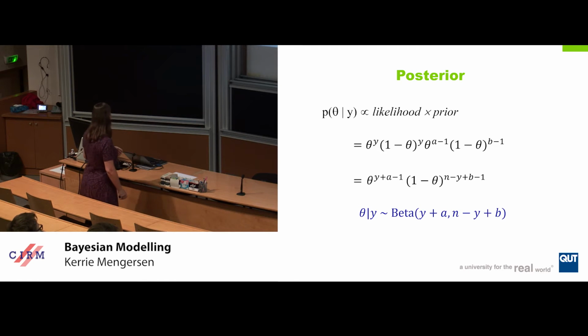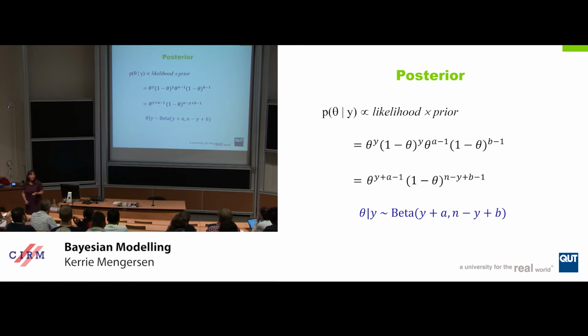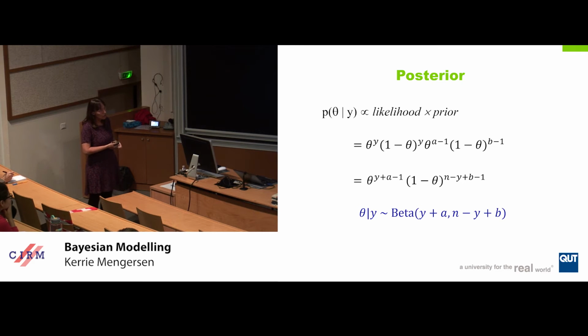Okay, all right. So when we get our posterior, then we're going to multiply our likelihood by our prior. So we multiply our likelihood here by our prior here. We rearrange, and we end up with something that goes theta to the something minus 1 times 1 minus theta to the something minus 1, which again is a beta distribution. So we've gone from a beta prior, we've multiplied it by a binomial likelihood, and we end up with a beta posterior distribution. So our beta prior was just a beta a, b, and now we have a posterior distribution that includes our data, y and n minus y, and our prior here.